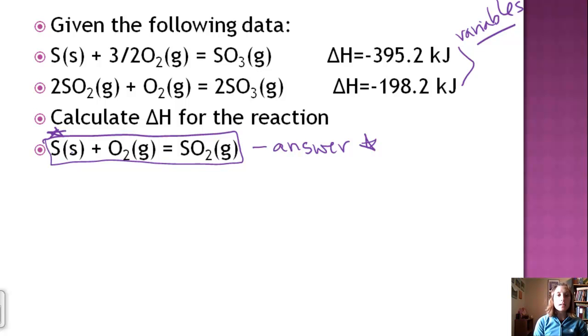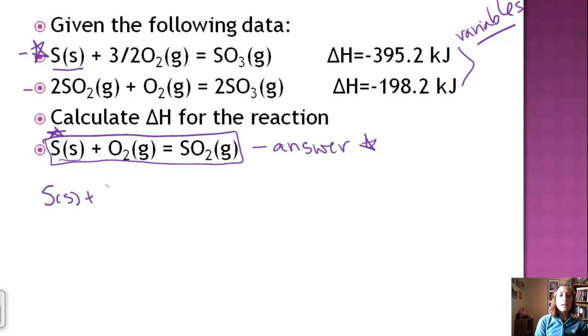We have sulfur as a solid. Okay, take a look at both of these reactions. Hopefully you can see one that contains sulfur as a solid. Okay, it's this first one. And sulfur as a solid is also a reactant, which is where we want it in our answer. And there's one of them in our answer, and there's one of them in this equation. So we're not going to have to manipulate it at all. We're going to write it down as is.